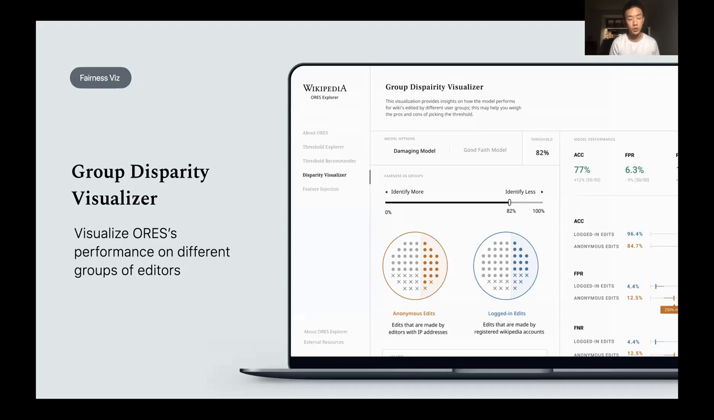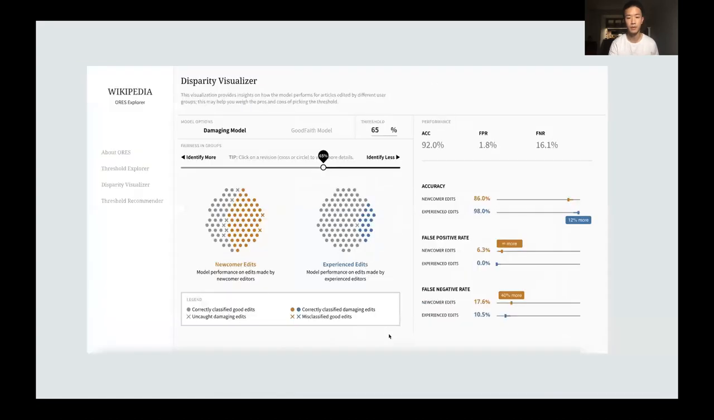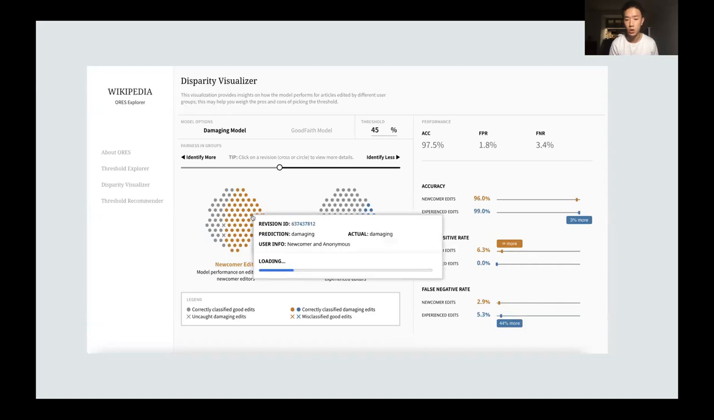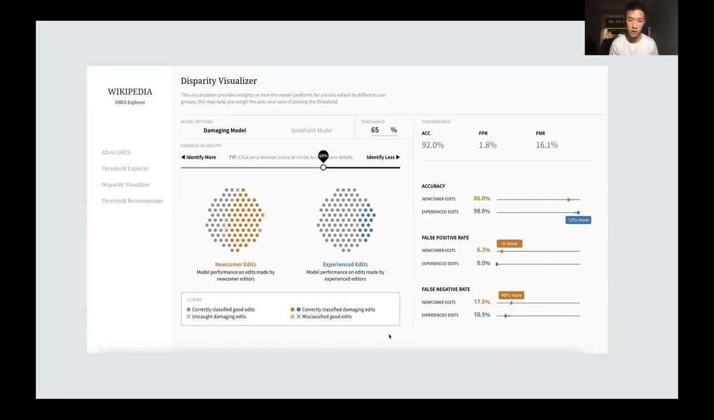Lastly, we have Group Disparity Visualizer, and this is not only about thresholds anymore, it's more about, can we visualize the AI model's performance on different groups of editors. So in this case, you can see there are 2 groups. One is newcomer edits and one is experienced edits. So by sliding the threshold, the user can see the different performance the model has on the 2 groups of editors. And then on the right side, the user can also compare, say, the accuracy score of the model on newcomer edits versus experienced edits, as well as false positive rate and false negative rate.